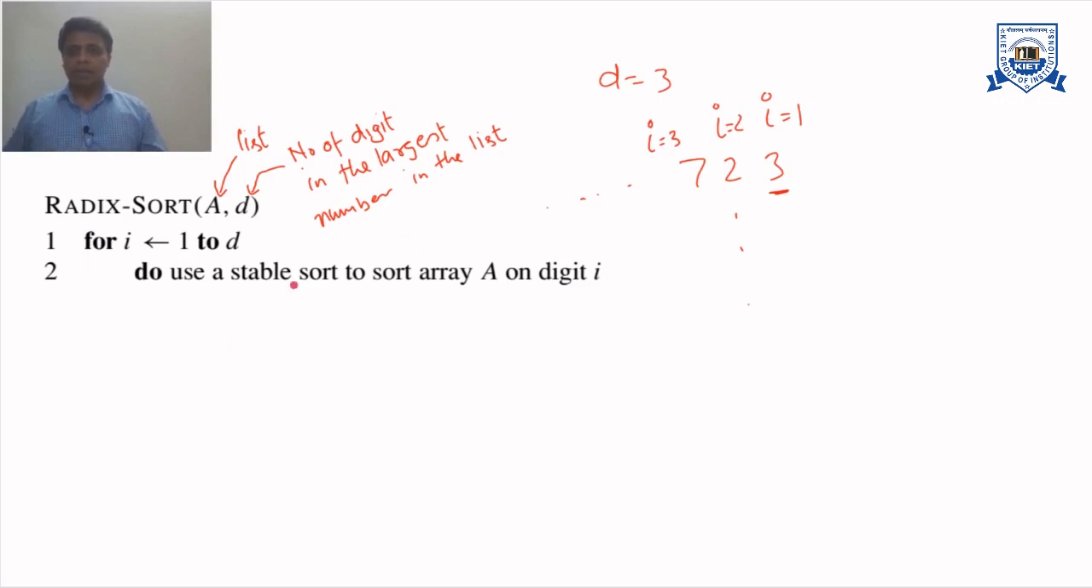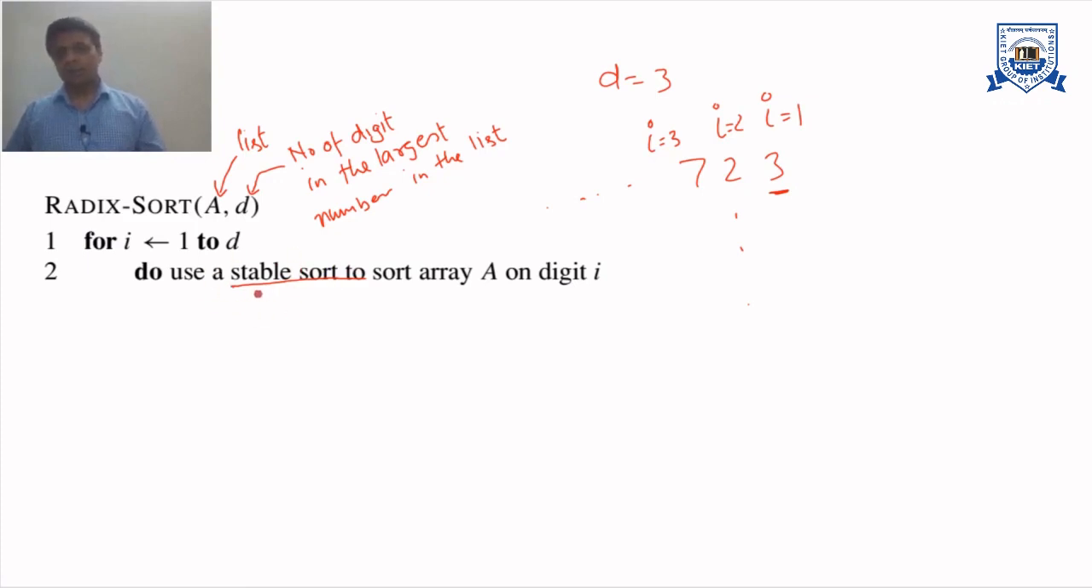And what we do in each iteration is sorting on a single digit, on the basis of a single digit, using any stable sort. It is a simple algorithm. It is written in a very generic form, but any stable sort. So what is a stable sort? We have discussed it in the previous lectures.